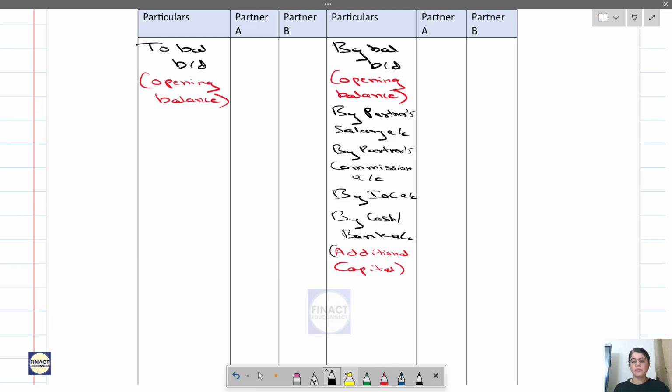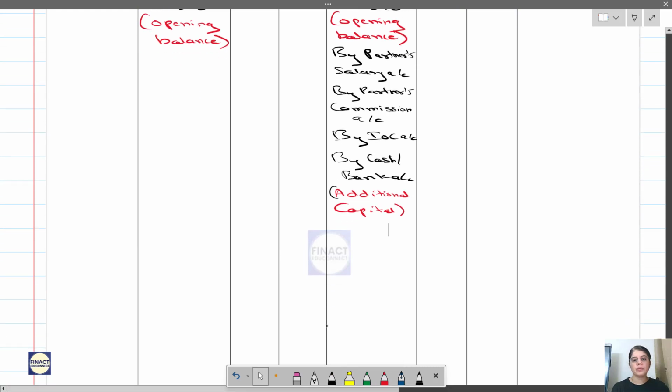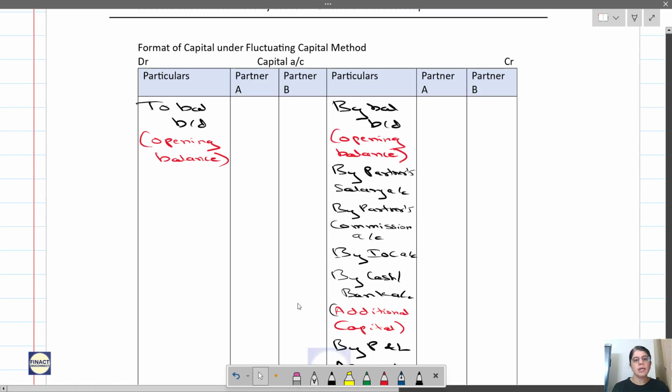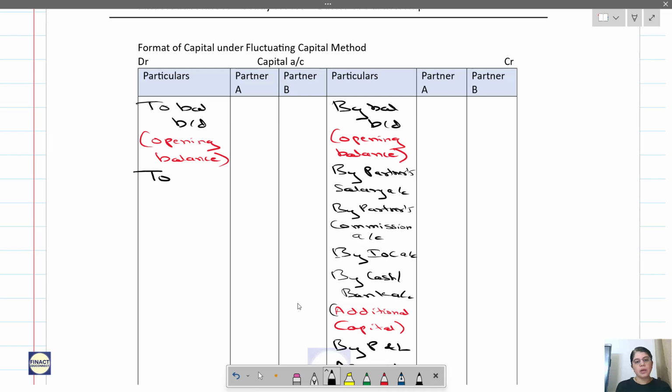Then what else do you have on the credit side? Yes, by P&L appropriation account, share of profit. Profit, correct? Now let's go to the debit side. In debit side, what you will have? You will have withdrawal of capital, if any. So to cash or bank account, withdrawal of capital.